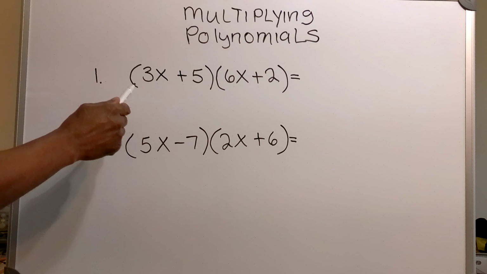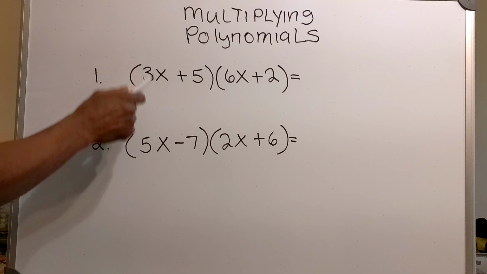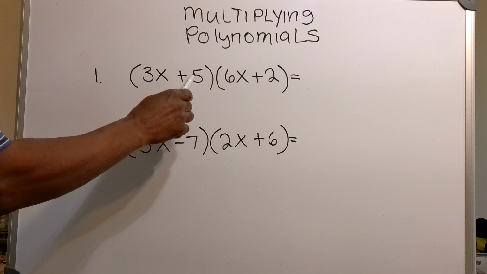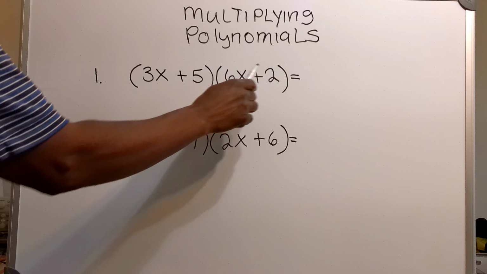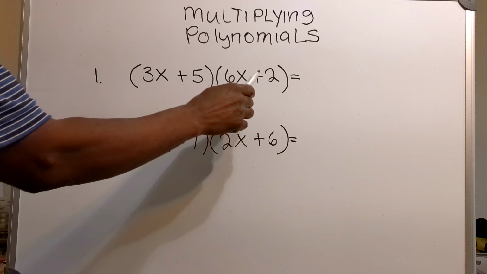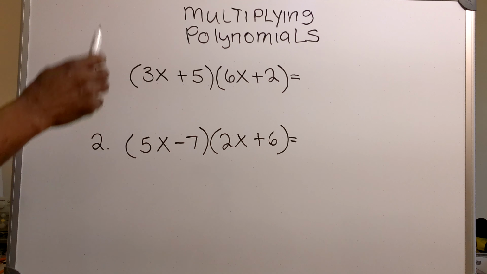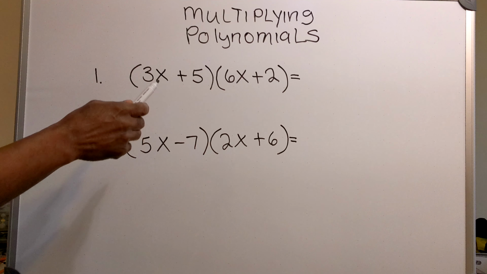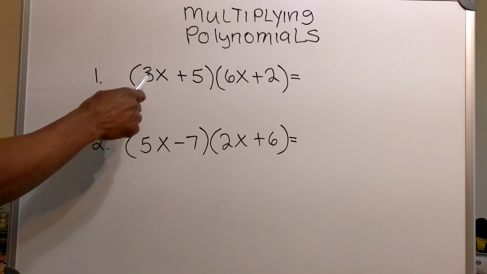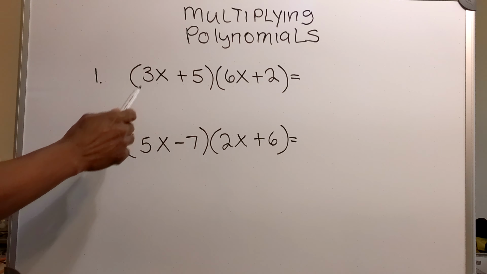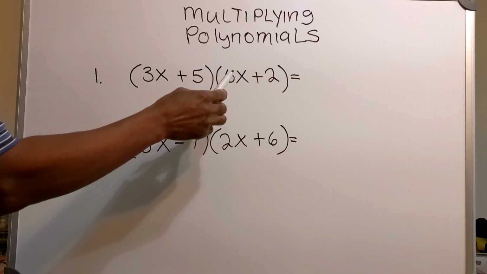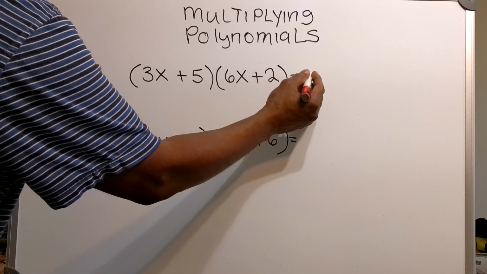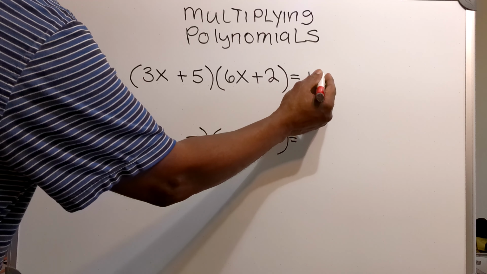So it really doesn't matter which order you go in, as long as you don't multiply this term by this term or this term by this term. My way of doing it is to start by multiplying this term by this term. So I'll go 3x times 6x, that's going to give you 18x squared.